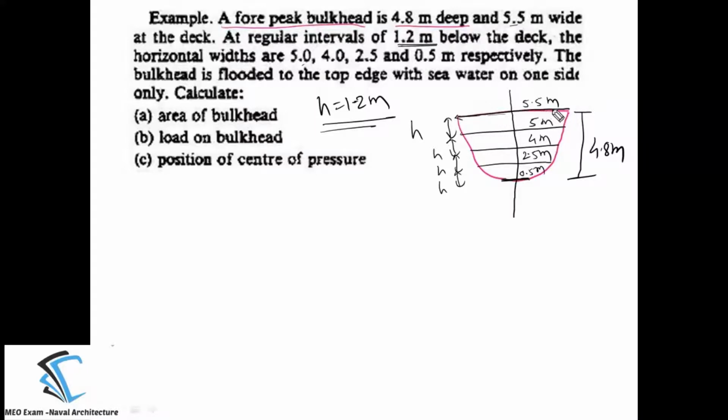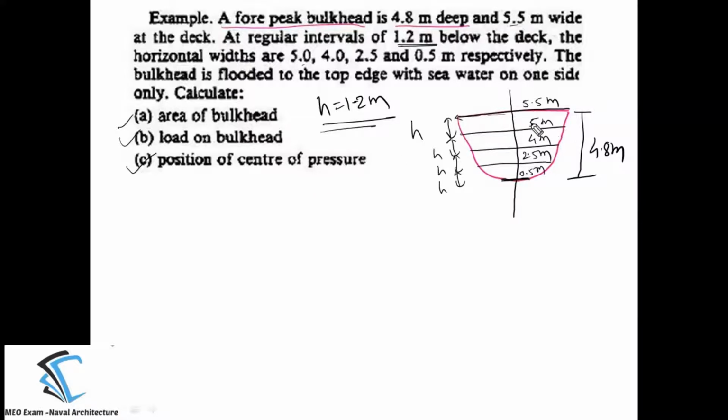So the width at the deck is 5.5 meters, then 5 meters, after that we have 4 meters width, then we have a 2.5 meter width, and finally a 0.5 meter width. The bulkhead is flooded to the top edge with sea water on one side only, meaning water is there up to the top of the bulkhead. Calculate the area of the bulkhead, the load acting on the bulkhead, and then the position of the center of pressure. Now how to proceed for this numerical?